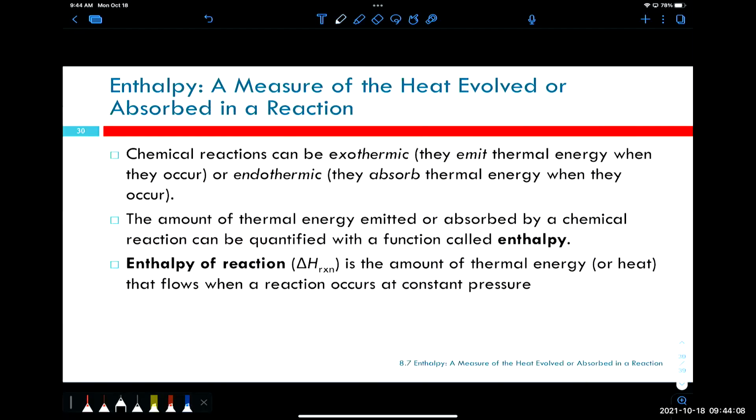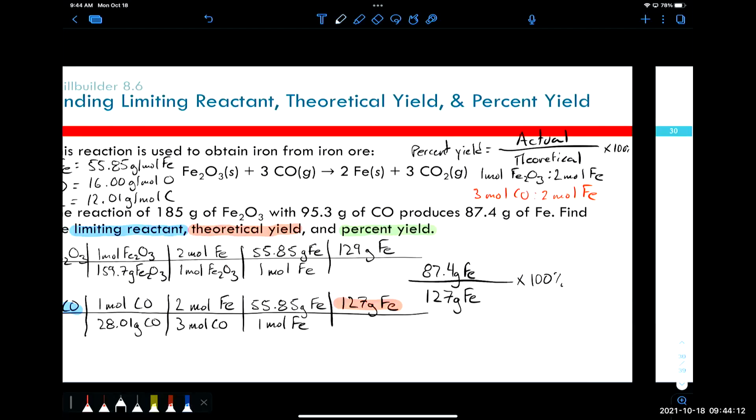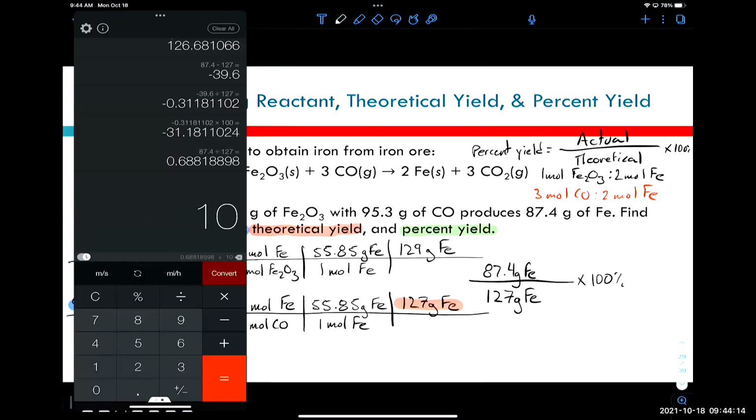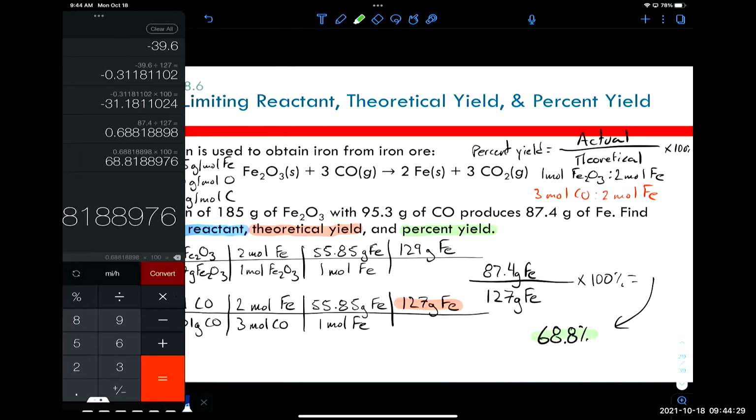So this will be 87.4 divided by 127. That's better. Times 100. And we'll get, I'll write it down here still, 68.8% as our percent yield.